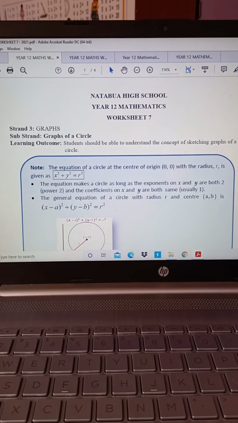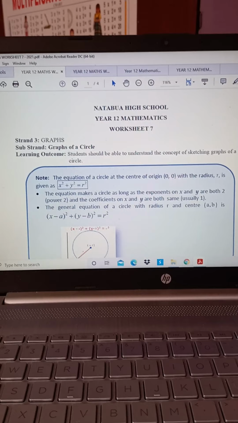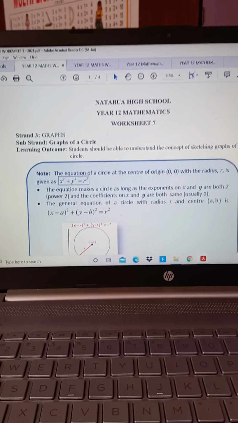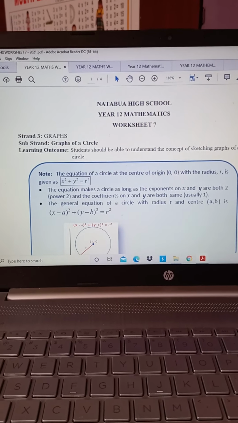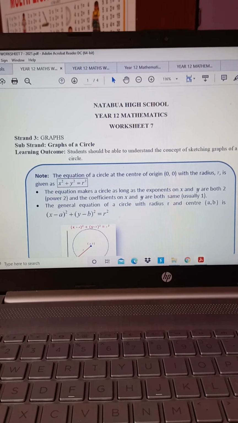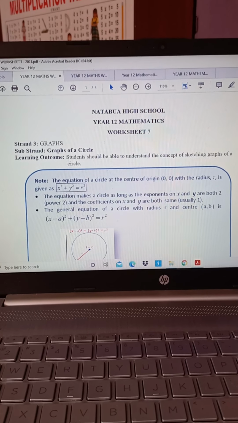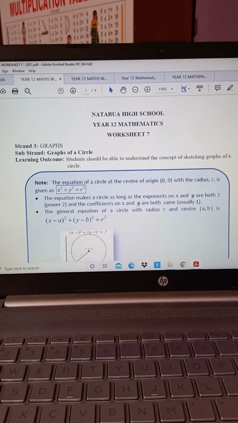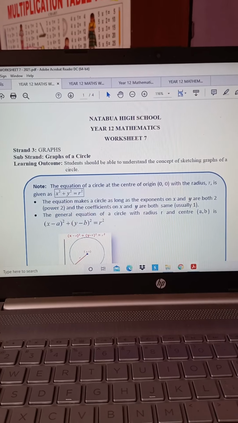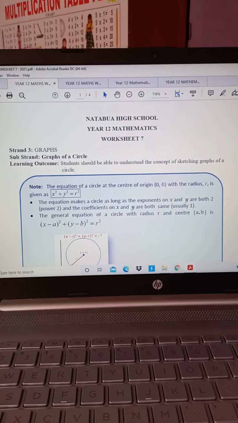This week, we are going to be looking at worksheet 7. So let's have a brief discussion on worksheet 7. Worksheet 7 is based on graphs, and the substrand is graphs of a circle. The graph of a circle is said to be one of the easiest graphs that we can find in Year 12 mathematics, right? It does contain some marks in your external examination, so it is still an important graph.